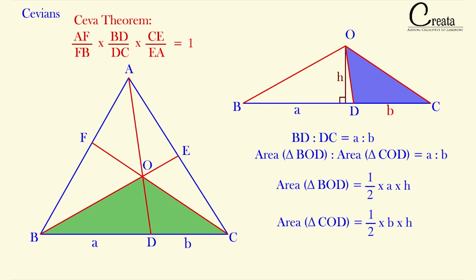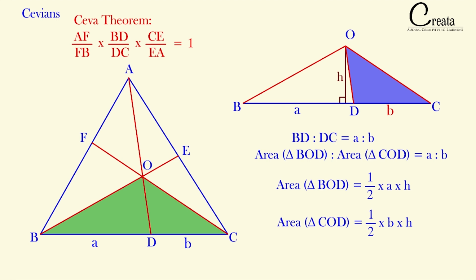Some may be in doubt that the height H is coming outside the triangle. No issue, the height can come outside the triangle. Just the height or the altitude should be perpendicular to the opposite side. Here this height H is perpendicular to the line segment BC, that is BD and DC. So this height will be applicable for both the triangles.